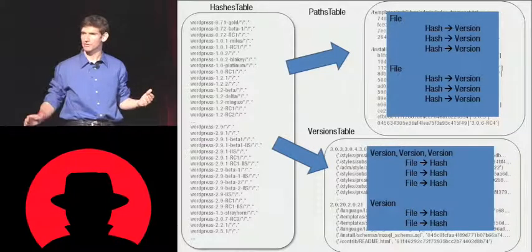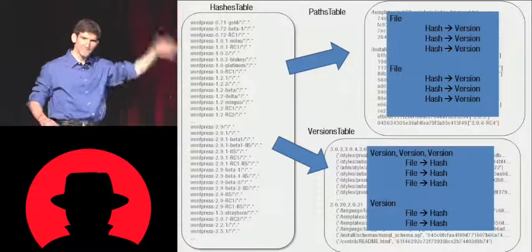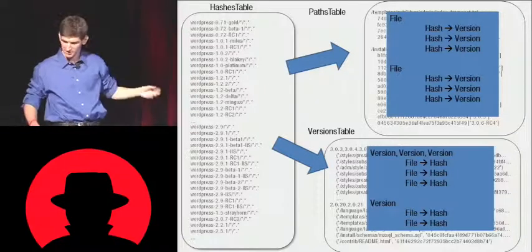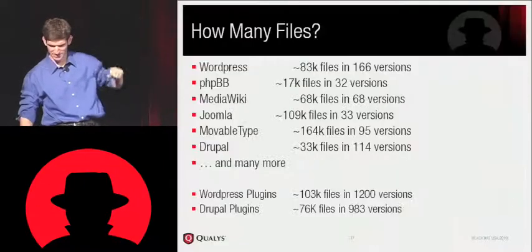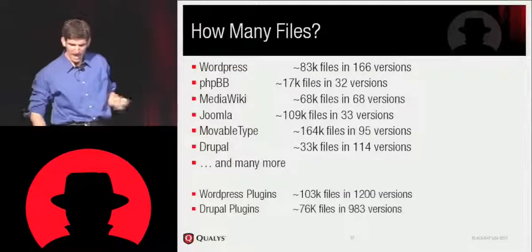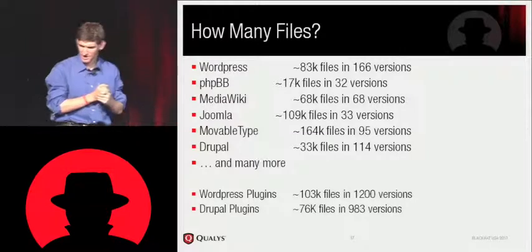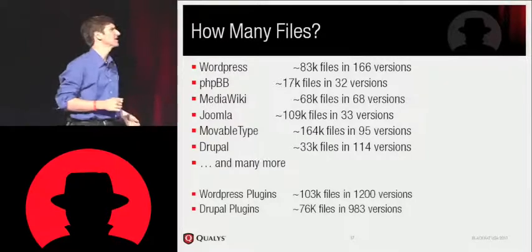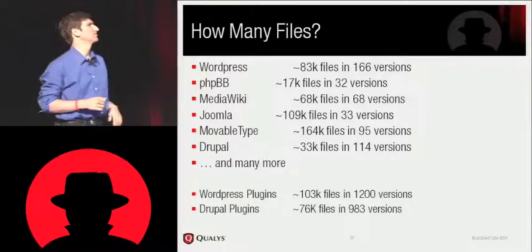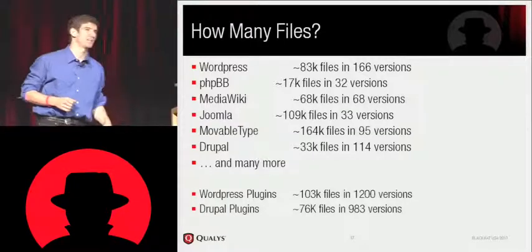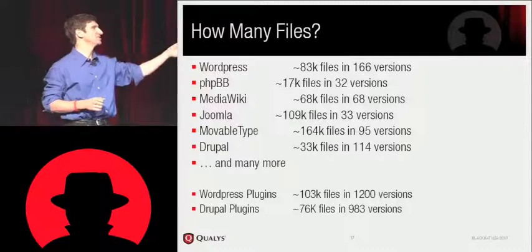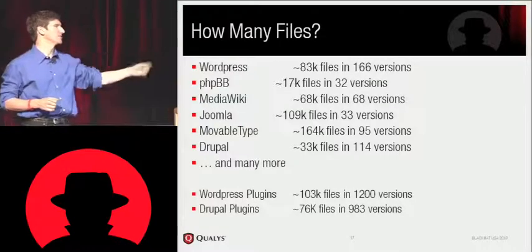Everyone, good so far? Chewing up massive amounts of source input files and producing these two hashes tables, or these two data tables. How many files are we talking about? Currently 166 versions of WordPress, 32 versions of PHPBB. We're supporting a lot of different versions of each of these web applications, and many files within there.